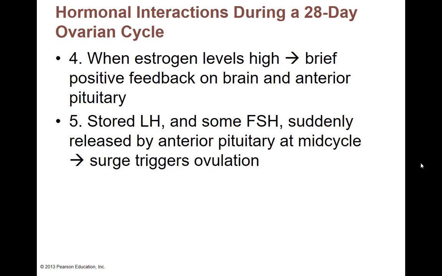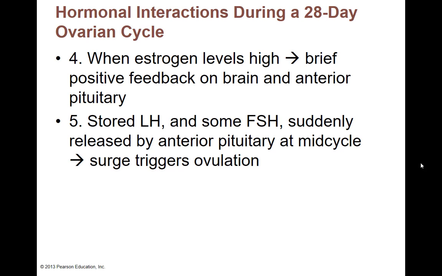Now, when the estrogen levels are high enough, they're increasing here. When the estrogen levels are high enough, you can have a positive feedback on the brain and the anterior pituitary gland. That's so you get a lot of estrogen there. You can have stored luteinizing hormone. You can have some follicle stimulating hormone.